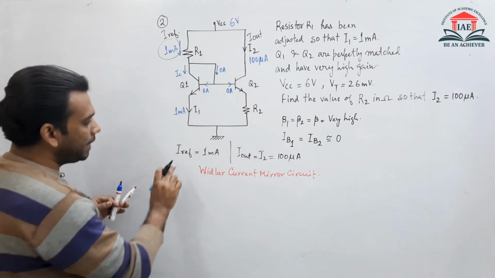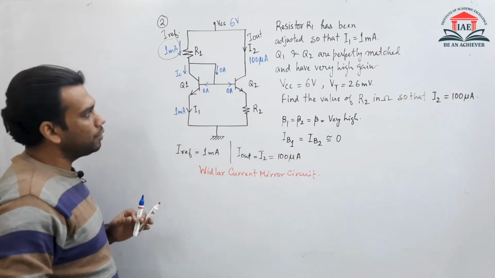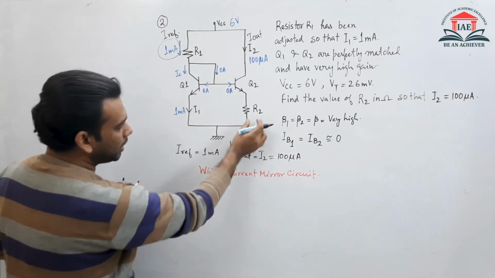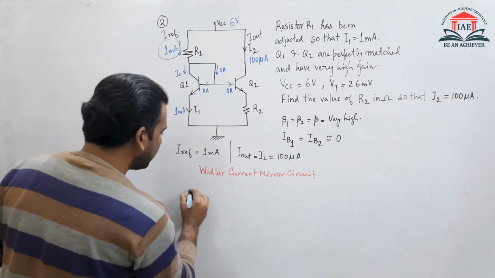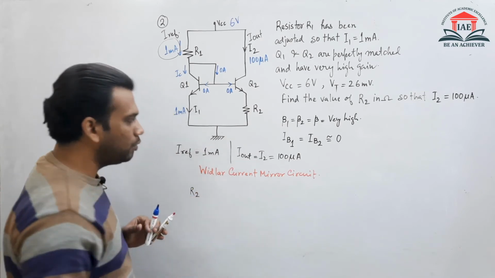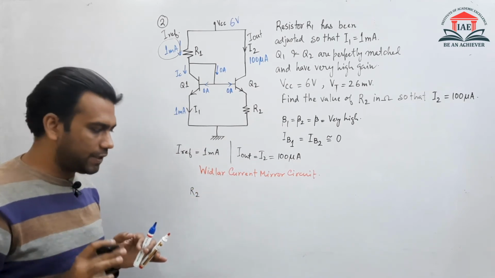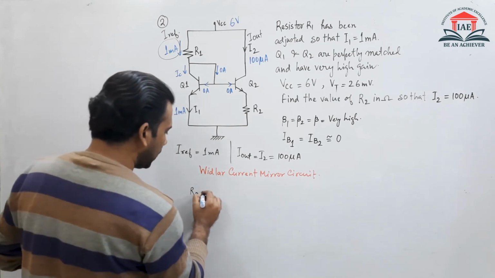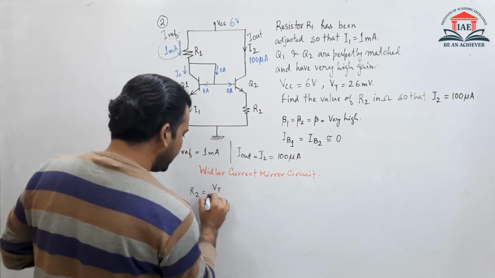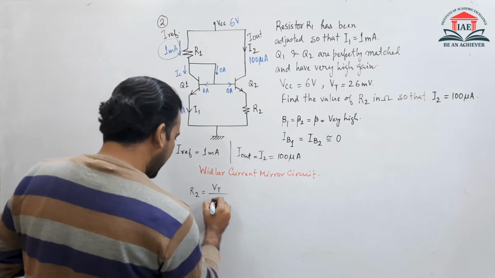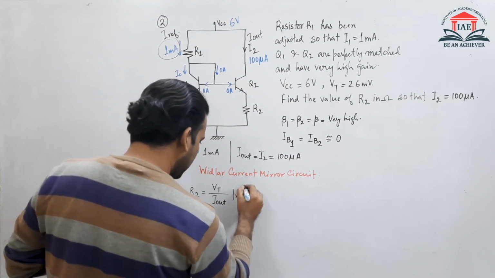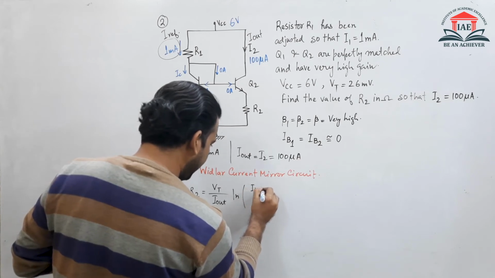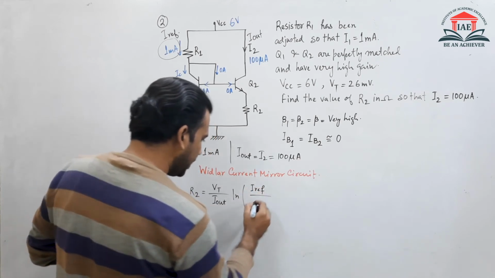Now this is my Widlar current mirror circuit. In the Widlar current mirror circuit, this R2 value is the emitter resistance of Q2, which was given by an equation. We have derived that equation in the previous videos. So what was the R2 value? R2 value was VT divided by I out, into ln of I reference divided by I out.